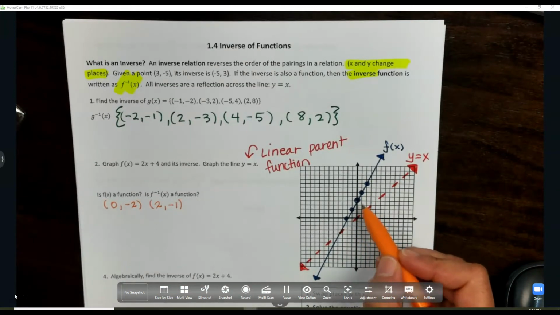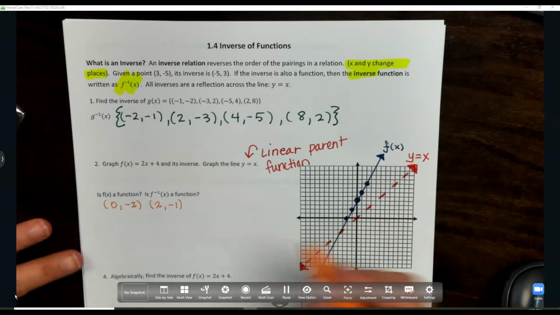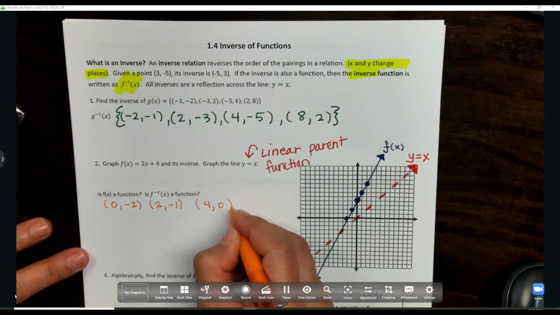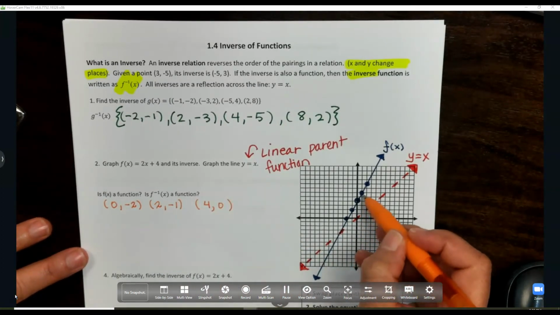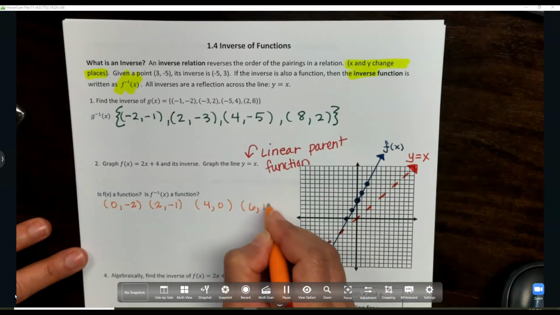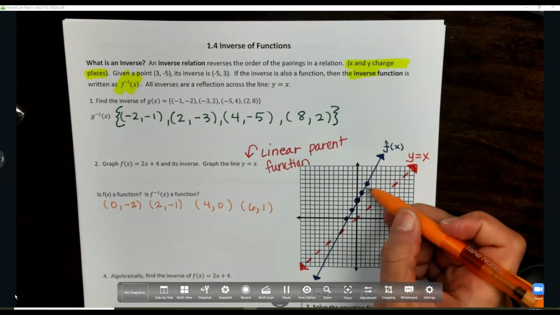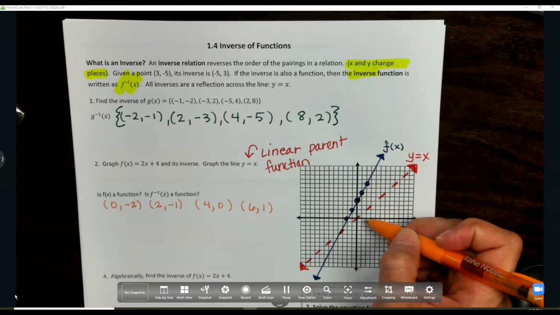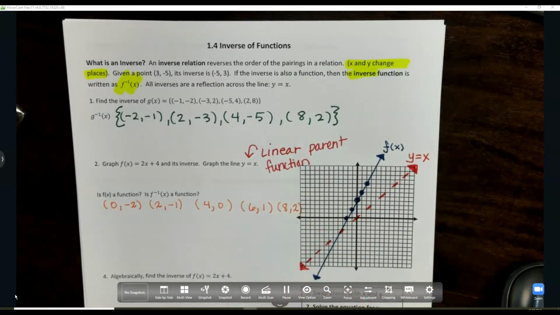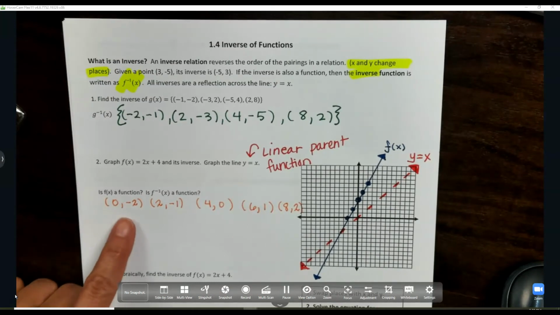Let's see. This ordered pair right here, I think that's (-1, 2). So write (2, -1). Remember our y-intercept right there at (0, 4)? That's going to become an x-intercept. So write (4, 0). The next ordered pair is at (1, 6). So please write (6, 1). The last ordered pair that I have on my graph is (2, 8). So let's write (8, 2). Okay, guys, I'm going to plot those ordered pairs and connect them. So here I go plotting the dots.